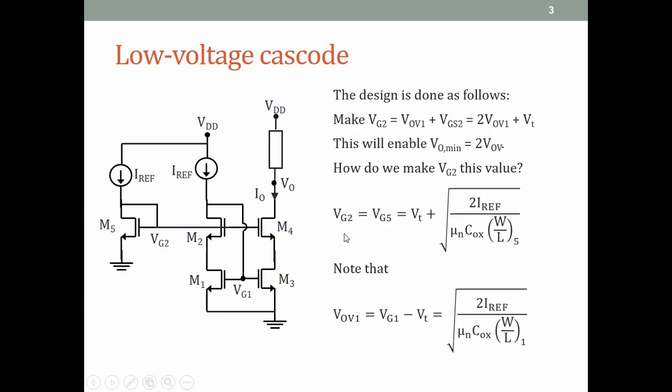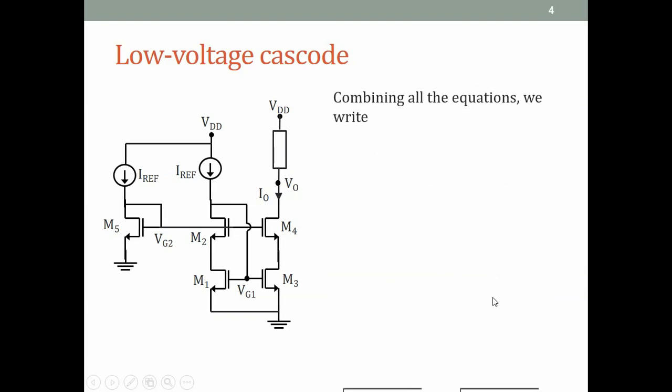See here. So we say Vg5 is Vt plus this, which is Vg2. So Vt plus this is equal to 2VOV1 plus Vt. Vt cancels. So we get this equal to 2VOV1. And VOV1 is this. So we get this equal to twice of this. All right. So that is what this is.